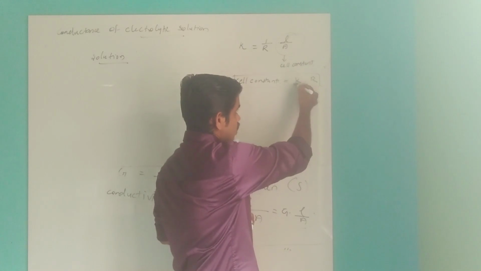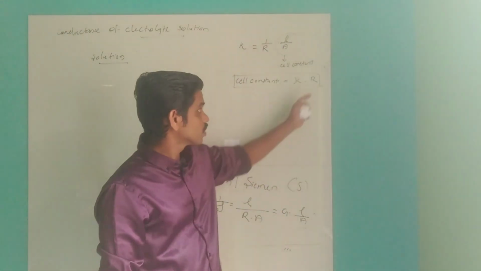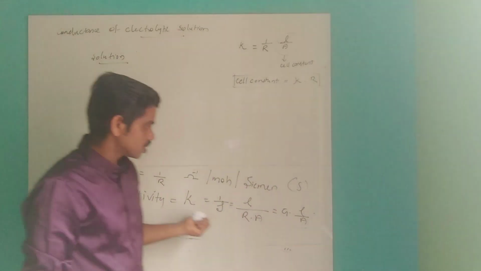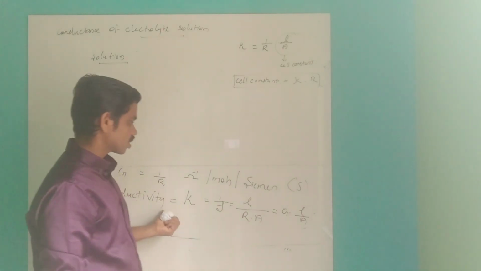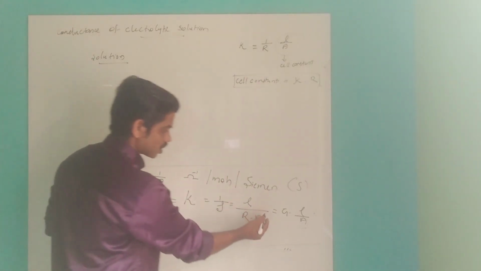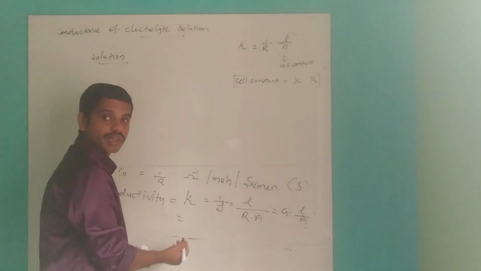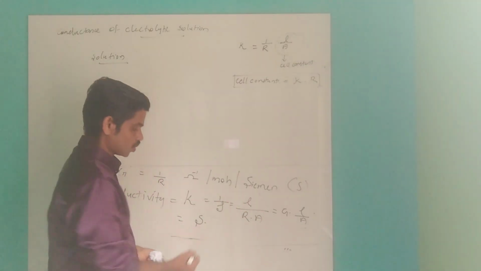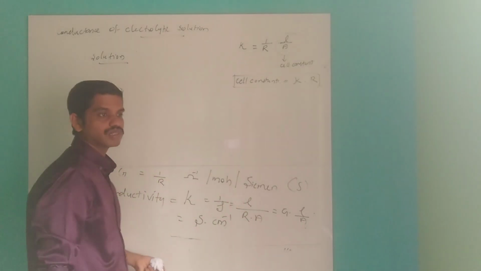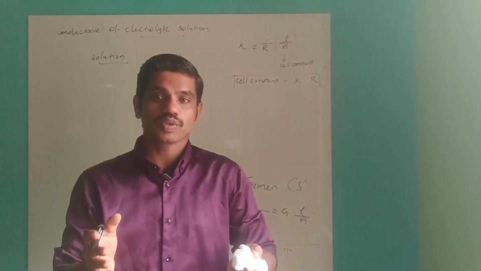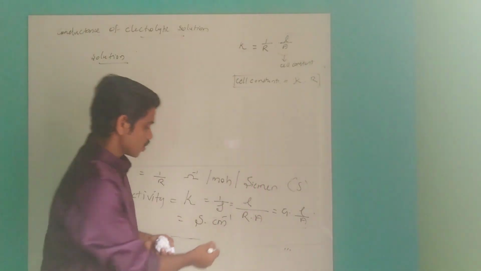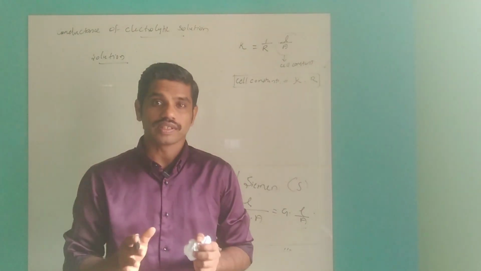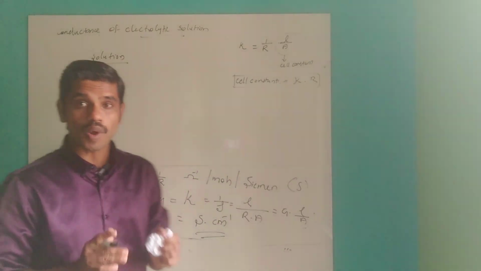K means conductivity or specific conductance. R is called resistance. So what is the unit of conductivity? From this equation we can find 1 by R, which is in Siemens, and the unit of L by A is per centimeter. So Siemens per centimeter. That is how much conductance is produced per centimeter. Siemens centimeter inverse is the unit of conductivity.